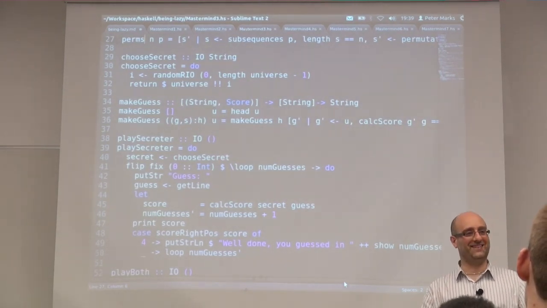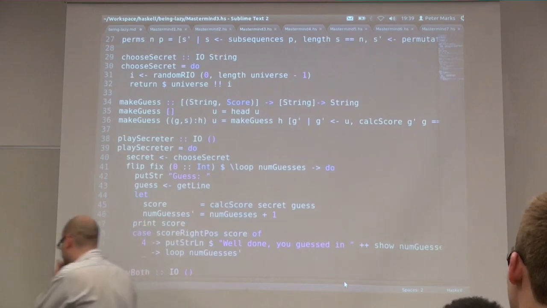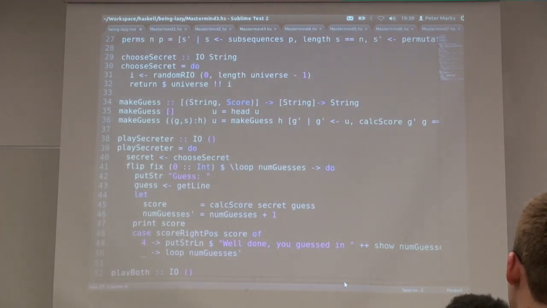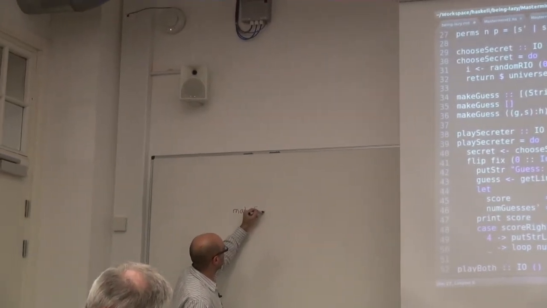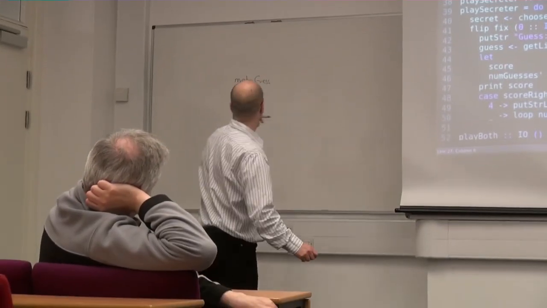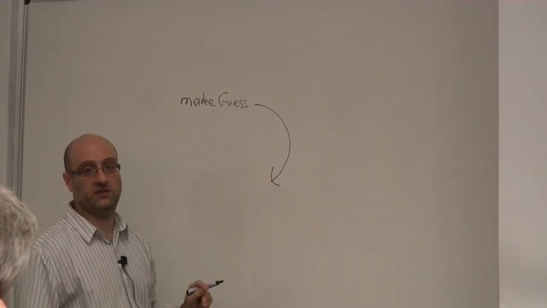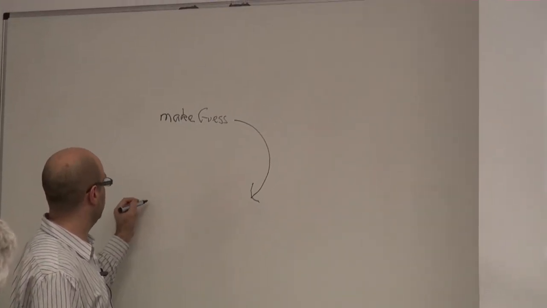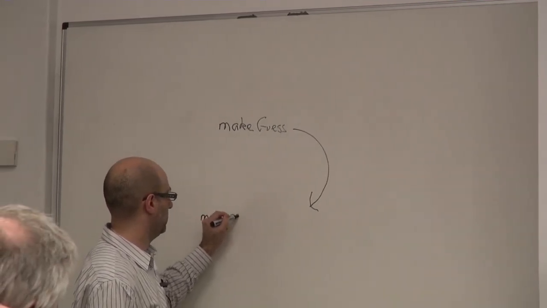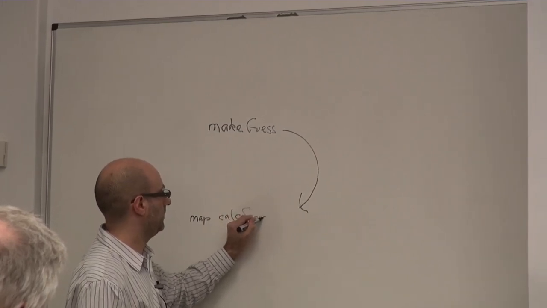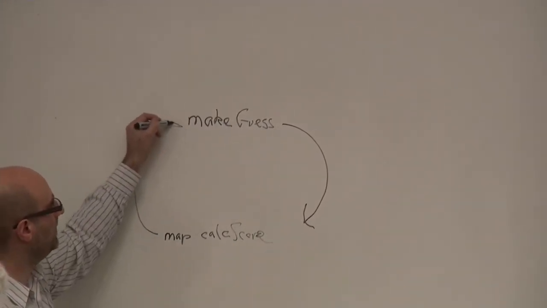Because this is the obvious way to write this. So let's try and draw this here. We've got, what was it, make guess. Is that what I called it? Or secret, was it called? Make guess in this case. So that's going to give out a list of guesses, and that's going to be given to the scorer. So it's actually a map of calc score. That's S-O-R-E, calc score. And that's going to give a list of scores, which we're going to use as one of the inputs to make guess.